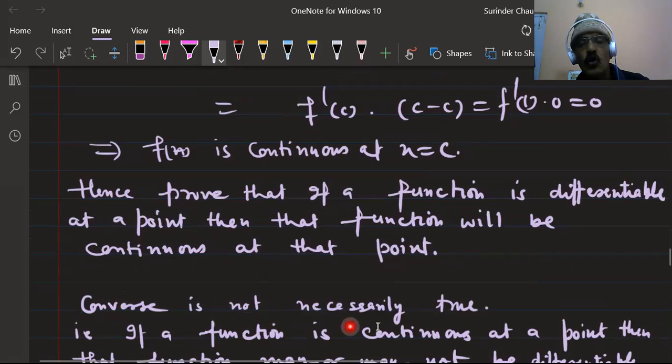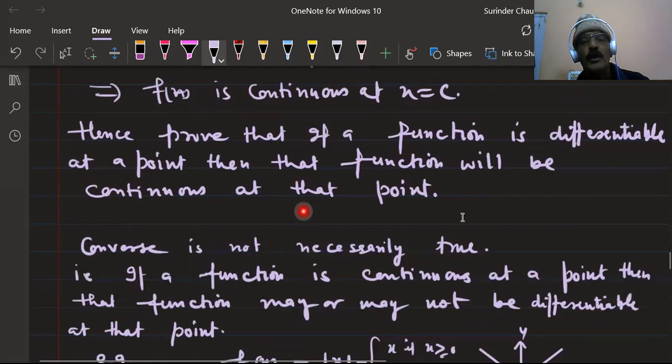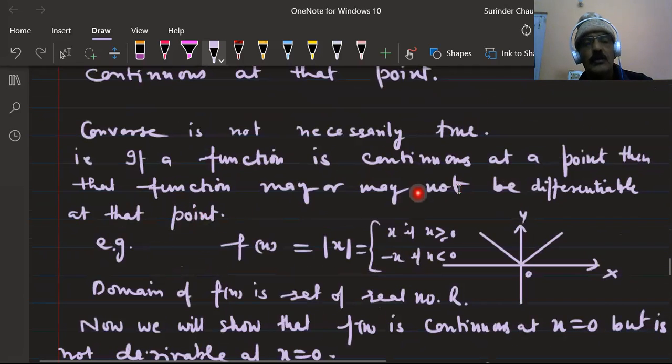The converse is not necessarily true. We'll support it with the help of an example. The converse says that if a function is continuous at a point, then the function will be differentiable at that point. We'll illustrate that this is not true with an example.